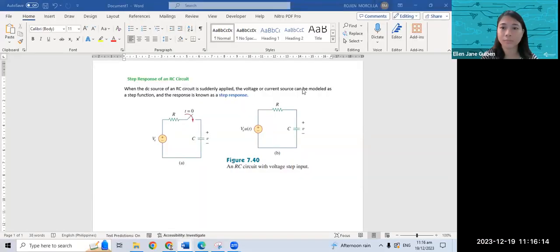Okay, let's proceed to the next topic, which is step response for the RC and RL circuit. So let's start with the step response for RC circuit. Okay, so we have here step response of an RC circuit. So the rationale for this one is that we have a capacitor.